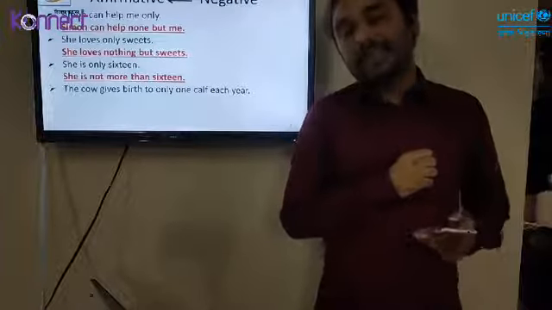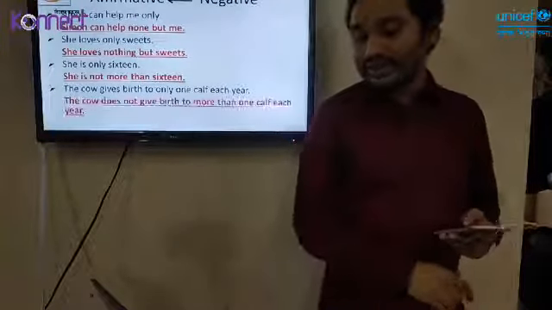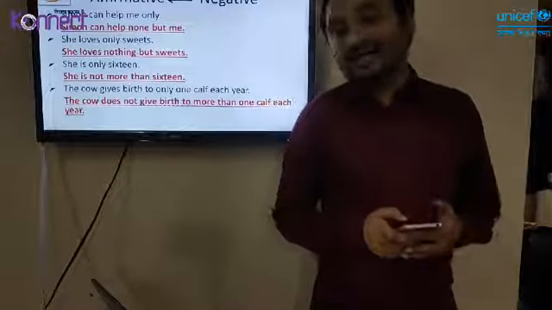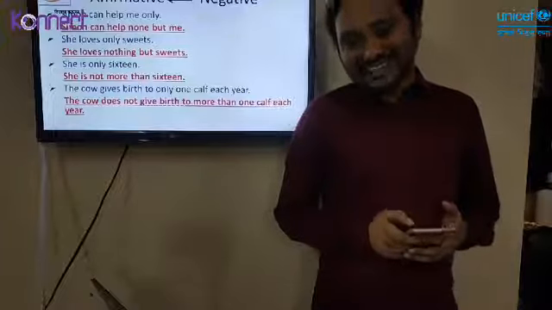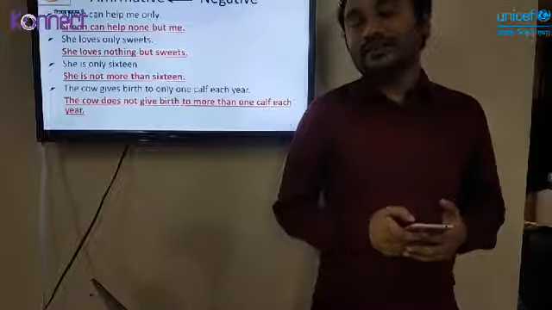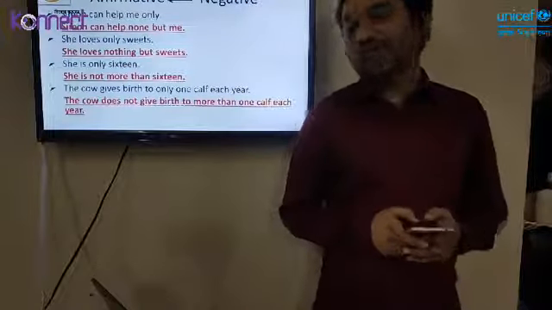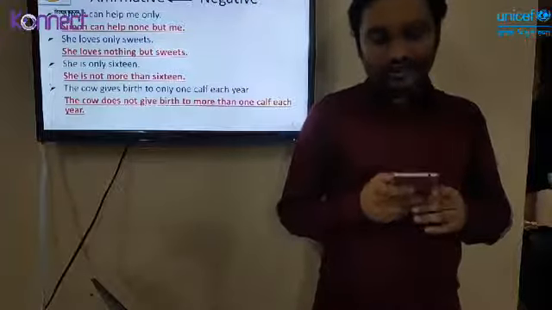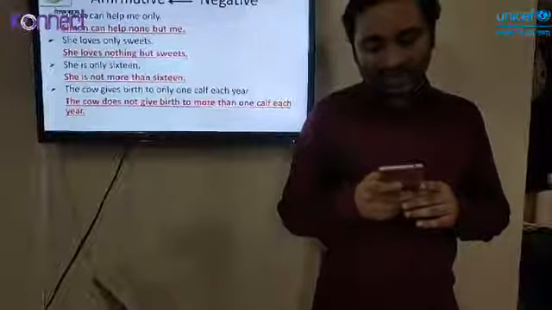The cow does not give birth to more than one calf each year, but the cow does not give birth to less than one calf each year. The cow does not give birth to more than one calf each year, or we can say the cow does not give birth to less than one calf each year.